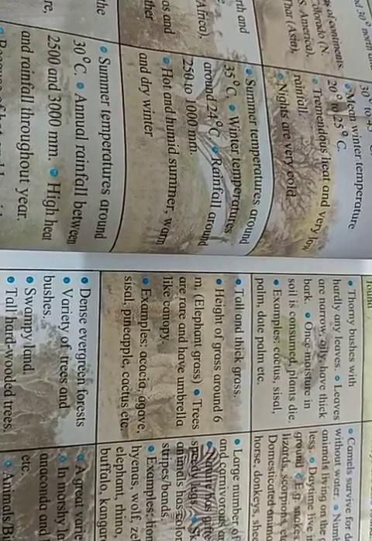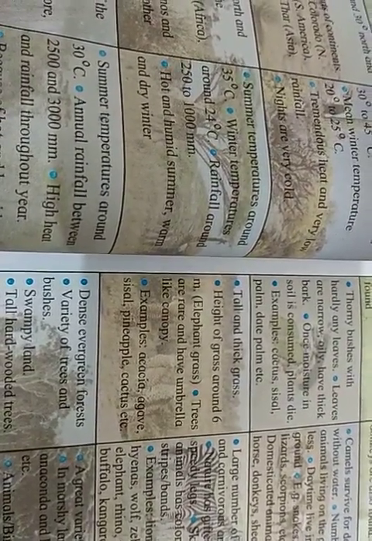Then next point is what? Natural vegetation we'll see here. Tall and thick grass, height of grass around 6 meters. They call it elephant grass. Trees are rare and have umbrella like canopy. Examples: acacia, agave, sisal, pineapple and cactus.